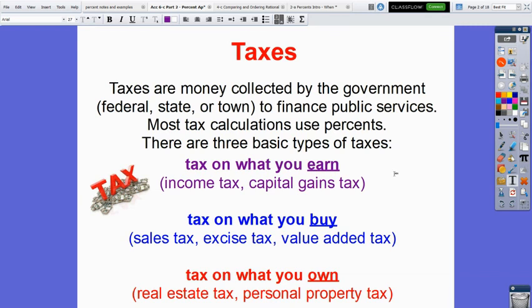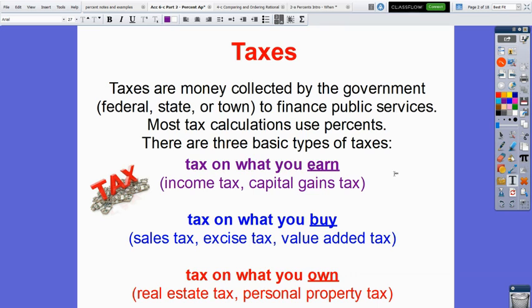This is how the government pays for everything, right? How I get paid as a teacher, how they build the building, who pays the police, all the military, all of your government services and people are all paid by the collection of taxes. There are three basic types of taxes that people pay. Taxes on what you earn, how much money you make, taxes on the things that you buy, and taxes on what you own.